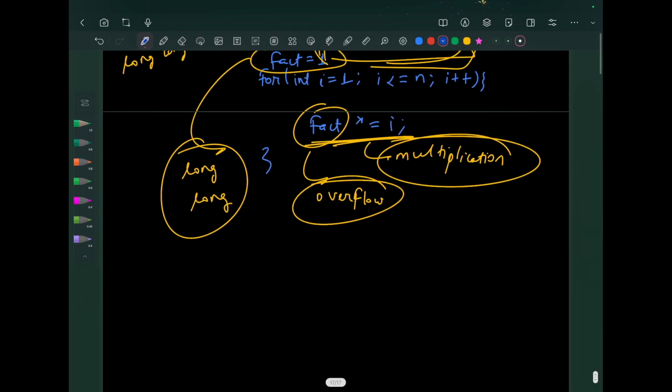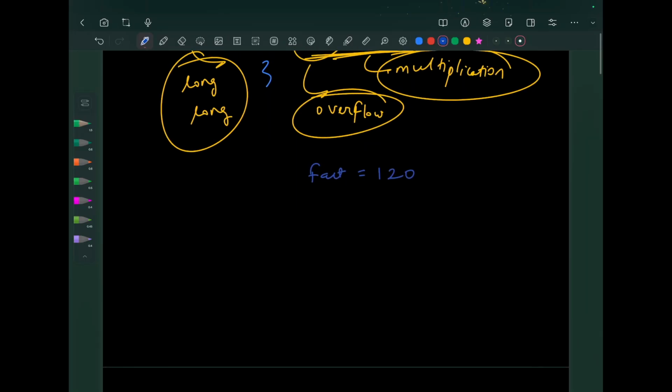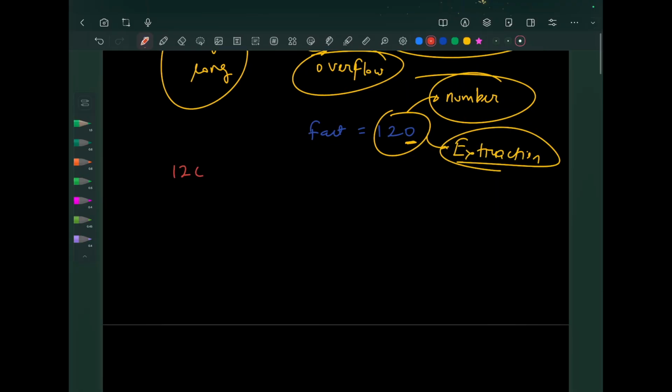So let's say we got our factorial as something like 120. Now we have to count the zeros, or we can say we have to count the trailing zeros. Trailing zeros means we have to count zeros from the back, and this is our number, right? So can we do an extraction? If we do 120 modulo 10, it will be 0, right?